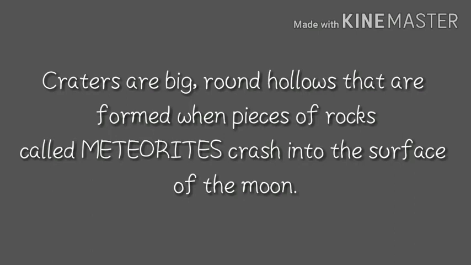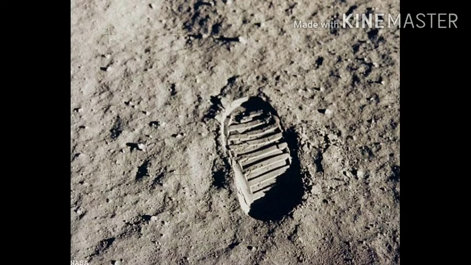Next, you will see the footprints of persons on the moon's surface. As there is no air or wind, the footprints of the astronauts who landed on the moon will remain there forever. So this is a picture of an astronaut's footprint on the surface of the moon.